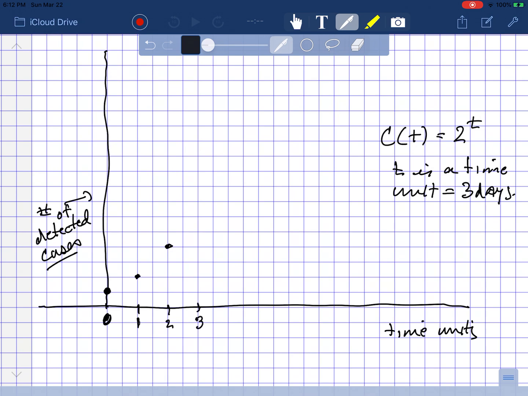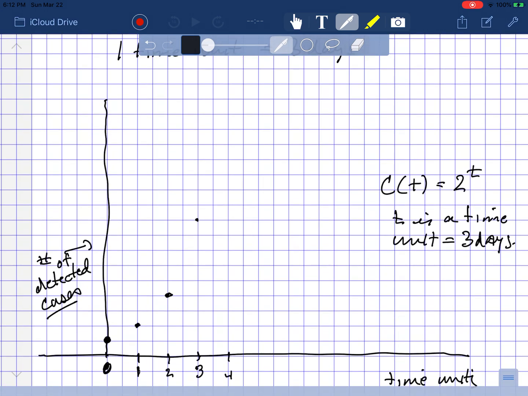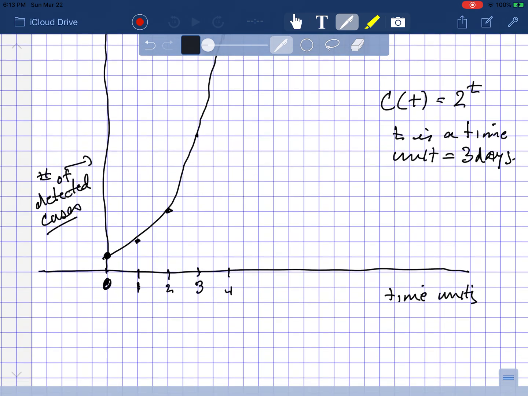Okay, here's 4, this is 3, so we have 8. Where does that put us here? And then at day 4, we're way up here. Let's see if I can, oops, keep on doing that in the wrong direction. We're here, okay? So this is what the number of cases as a function of time units looks like for the state of New Mexico. And this is exponential growth.